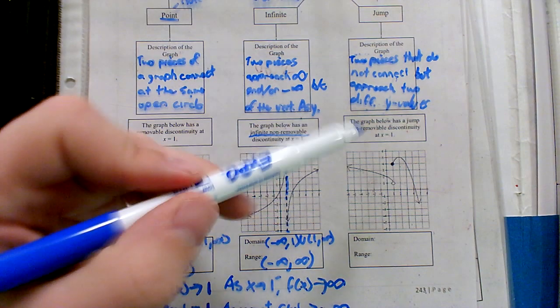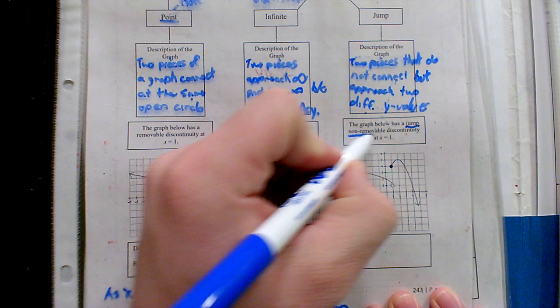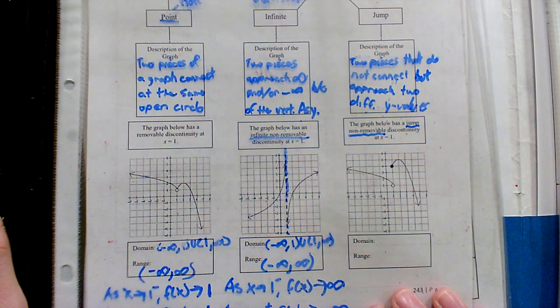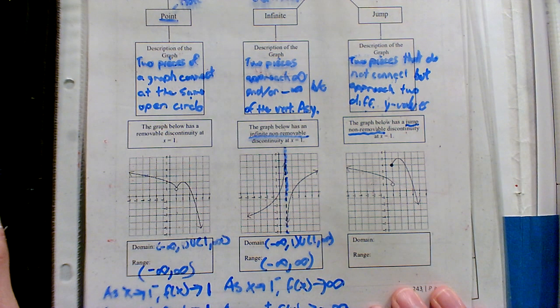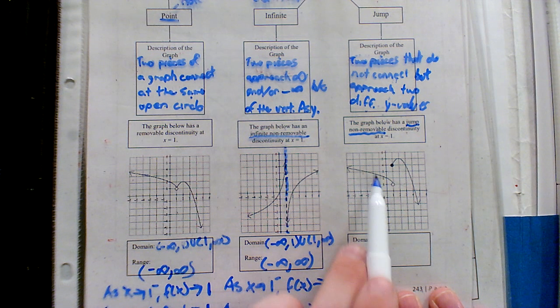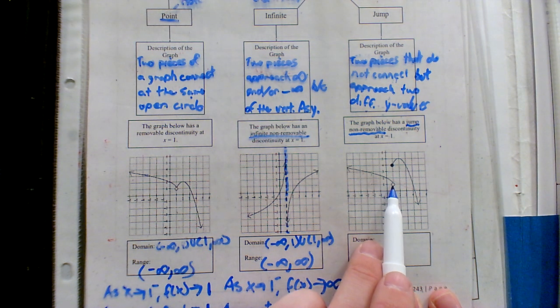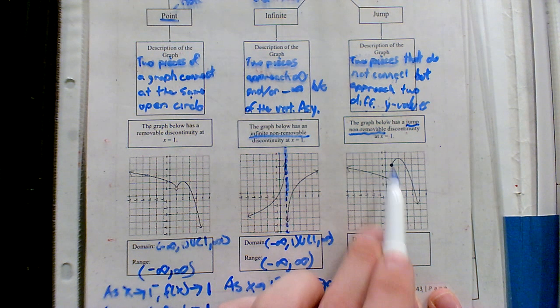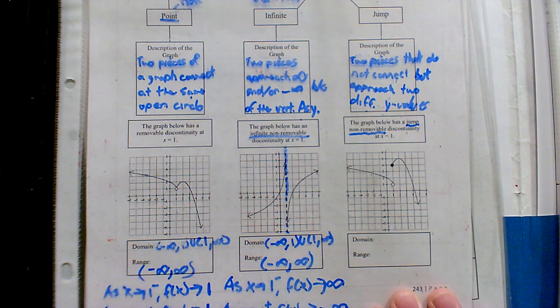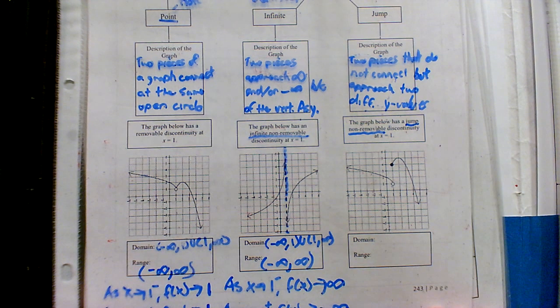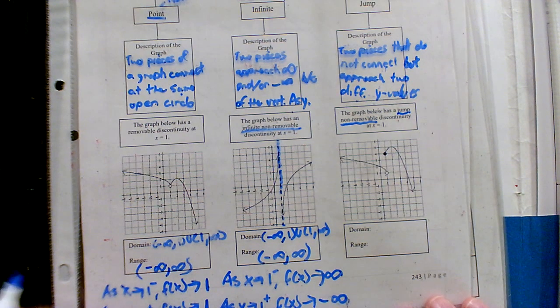So below it says the graph has a jump non-removable discontinuity at x equals 1. If we look at this graph, we see that it has two pieces, just like we stated up above. We have a piece that stops here, and we have another piece that stops up there. It looks like it has to jump from one to another to get to it. So that's why it's called a jump non-removable discontinuity. So in terms of this specific problem, what would the domain of this problem be?